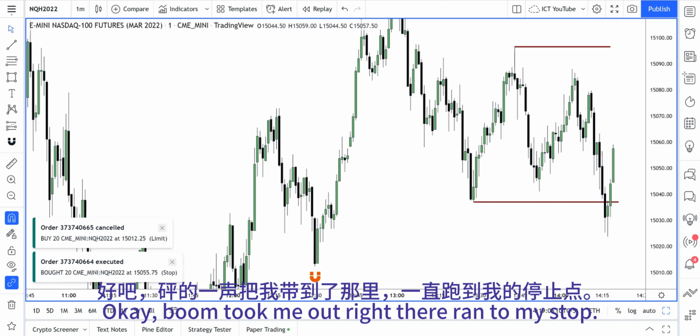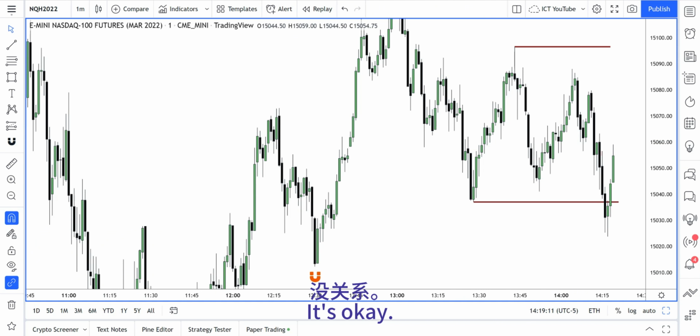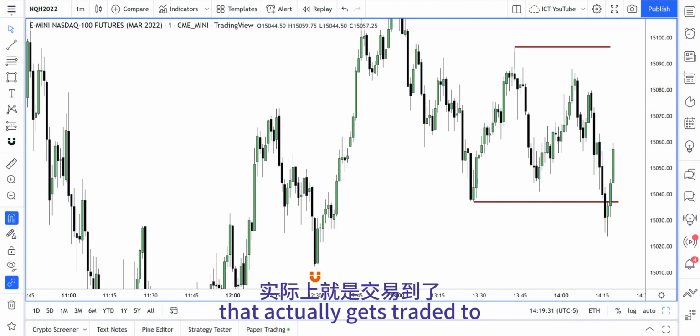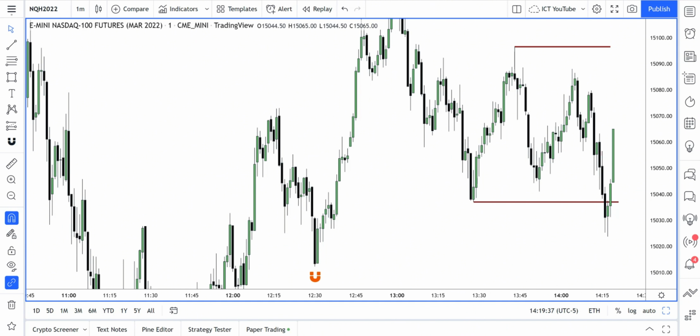Okay, boom, took me out right there, ran to my stop. It's okay. It was not a losing trade, but it wasn't where I wanted to get out at. So that little low down there where I had that anchor, that actually gets traded too in a few minutes.